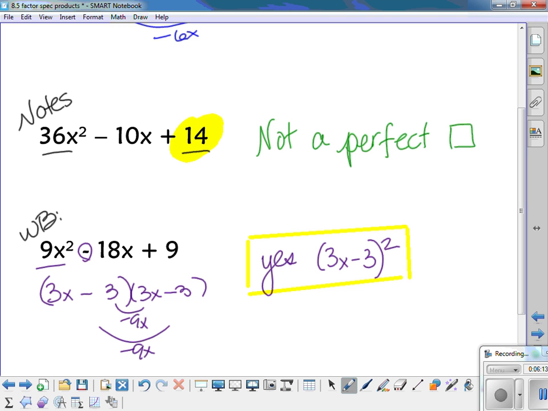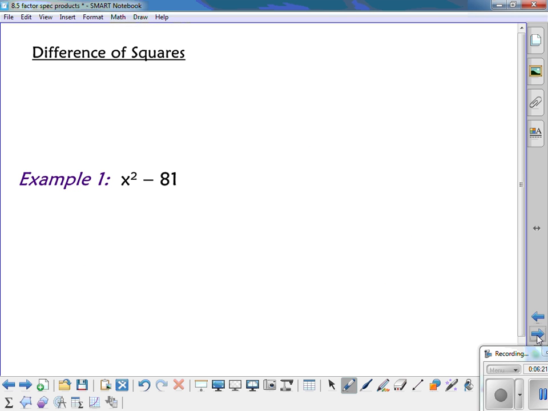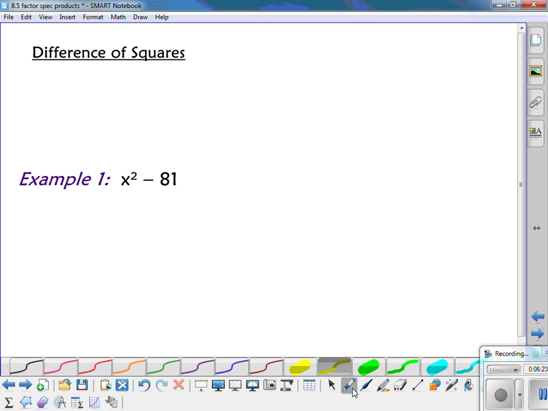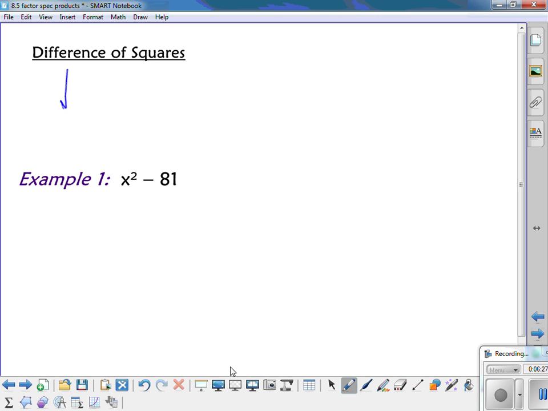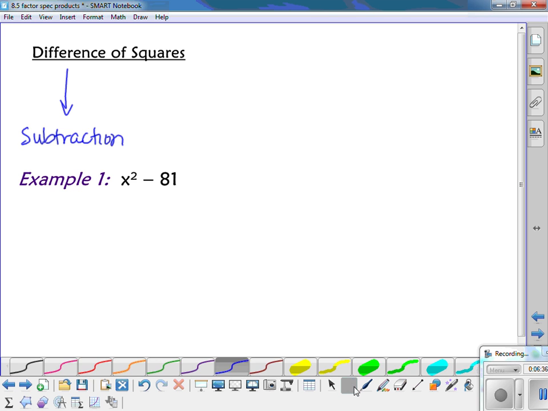Okay. Do you guys need to practice another one of those, or you're okay? All right. Let's take a look at the difference of squares then. All right, so difference of squares. When you hear the word difference, that means we're doing what? Subtraction. And by squares, I mean your perfect squares.